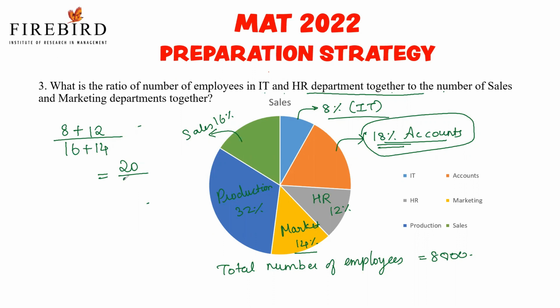So 30, 30. So 2 by 3 is the ratio. That's all. You don't want to calculate the number of employees in each sector, and then find the ratio. If you do that also, you'll get the same answer. Okay.